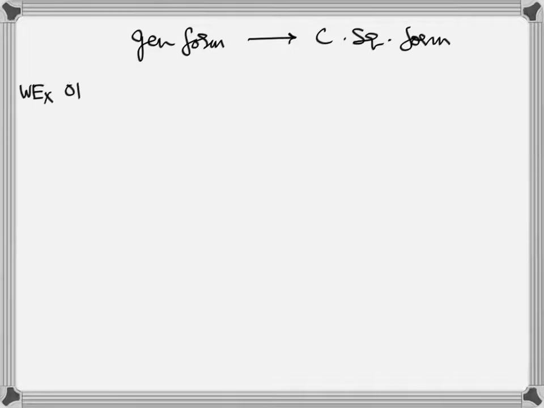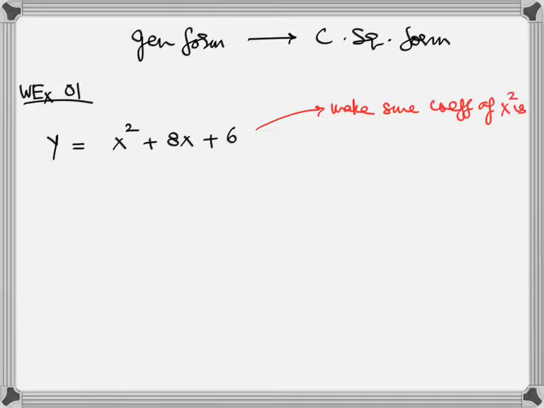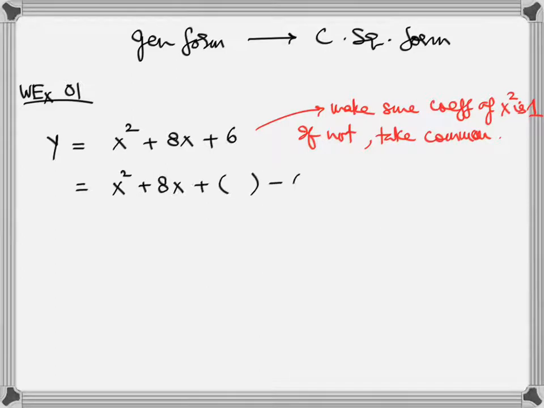First of all, we would be doing the conversion. x squared plus 8x plus 6. The first and foremost rule: make sure the coefficient of x square is 1. If it's not 1, make sure to take it common. In this particular example, it's 1.